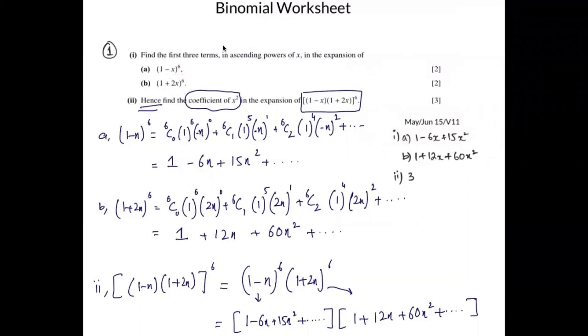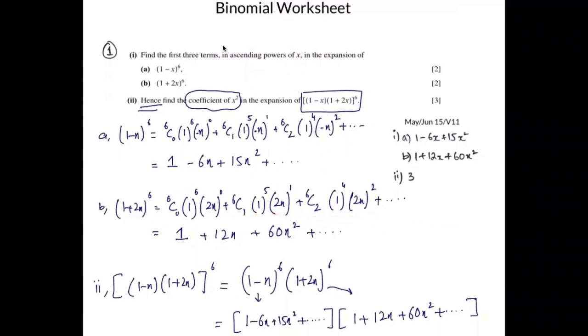You're going to use the formula 6c0, 1 to the power of 6 minus 0, 2x to the power of 0 for the first term, 6c1, 1 to the power of 6 minus 1, 2x to the power of 1 for the second term, 6c2, 1 to the power of 6 minus 2, 2x to the power of 2 for the third term. So when you evaluate this, the first term comes out to be 1, the second term comes out to be 12x, and the third term comes out to be 60x squared.